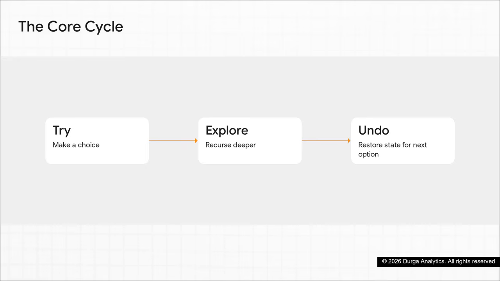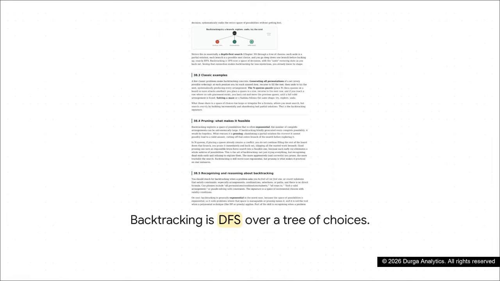And listen, this is the most critical part. You undo the choice. You absolutely must unmutate your state so you can try the next option from that exact same starting point. It's this beautiful cycle that systematically walks the entire space without corrupting your data structures or causing messy memory leaks. If you look at this, it brilliantly illustrates what's actually happening under the hood.